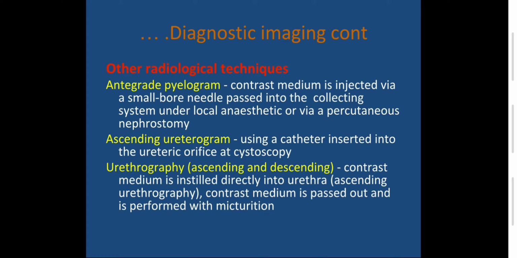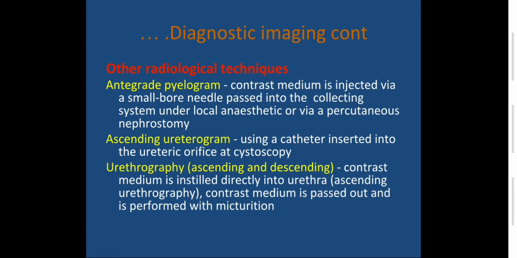Ascending ureterogram is done by inserting a catheter in the ureter by cystoscope or ureteroscope, and injecting the dye through the catheter for retrograde evaluation of the ureter and collecting system. This also can be done if there is contraindication to IVU, or if the IVU is non-conclusive. It is an invasive test and needs anesthesia and endoscopy.